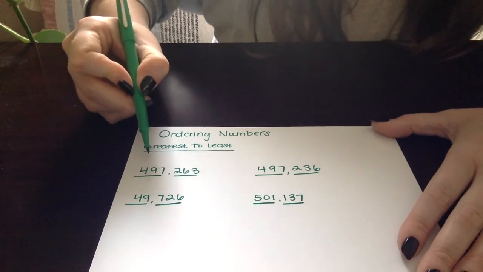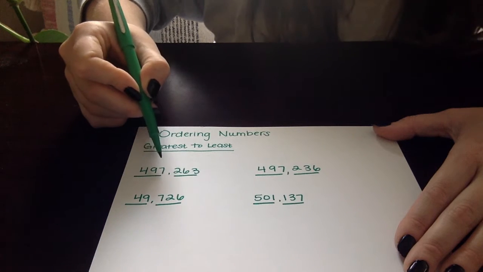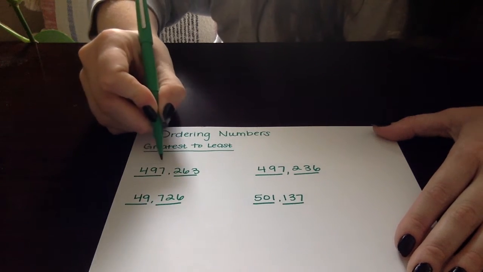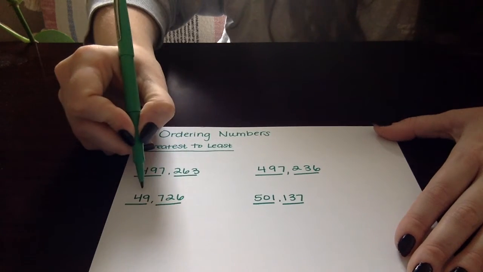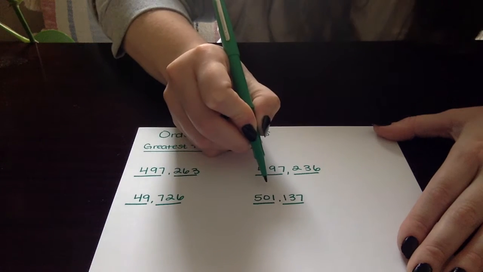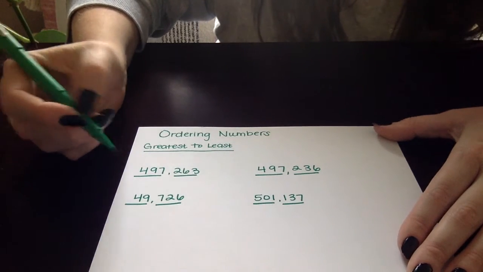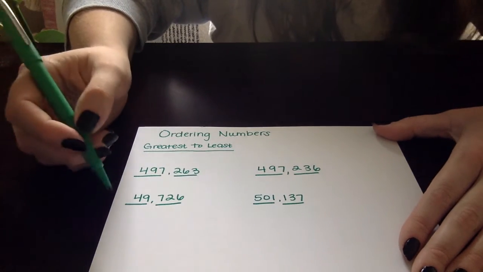So we'll start by reading it as a chunk. Depending on how many digits we have, we'll read as a chunk of 3, 2, or even a single digit. So starting here, we have 497. Again, we have 497. We have 49, and we have 501. I have a clear smallest number. One of these numbers only has 2 digits in this family. That's going to be my smallest.